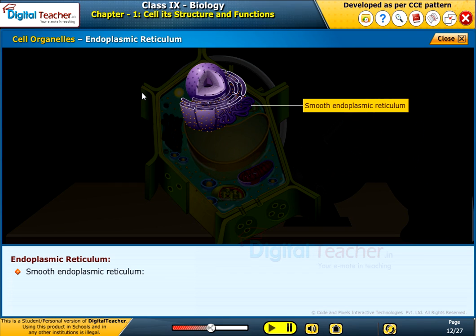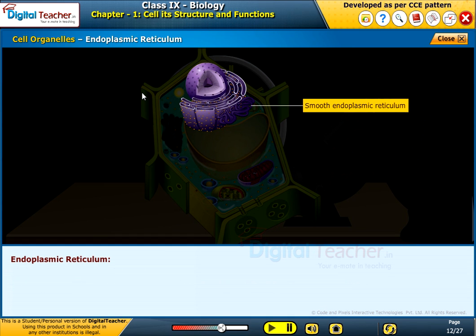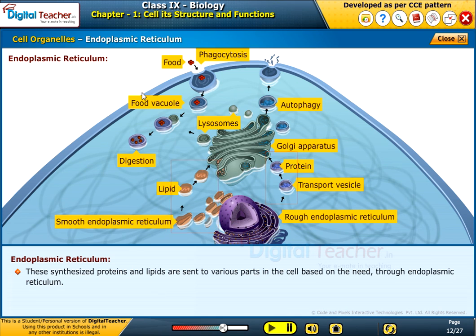Smooth endoplasmic reticulum. If the parts or sections of endoplasmic reticulum do not contain ribosomes, then it is said to be smooth endoplasmic reticulum, SER. SER helps in the synthesis of lipids, fat molecules, which are important for cell function. These synthesized proteins and lipids are sent to various parts in the cell based on the need through the endoplasmic reticulum. Some of these proteins and lipids help in building the cell membrane.